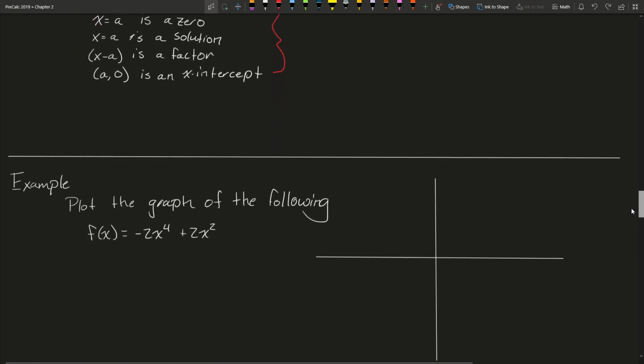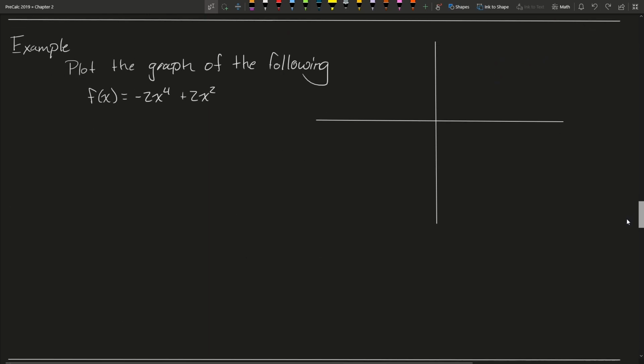So let's say we want to graph f of x is equal to negative 2x to the fourth plus 2x squared. And in order to do that, the first thing we can do is check for end behavior. So our degree is 4, because that's the highest exponent, which is even. And our leading coefficient is negative 2, which is negative. So we know that it will end low and start low. The rest of the graph has to do with the zeros.